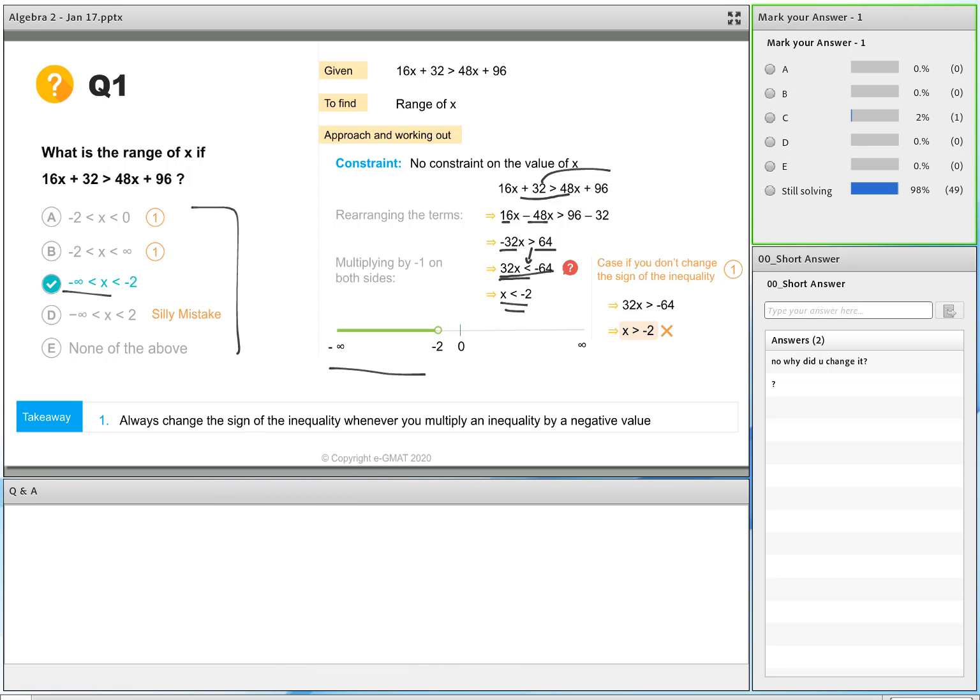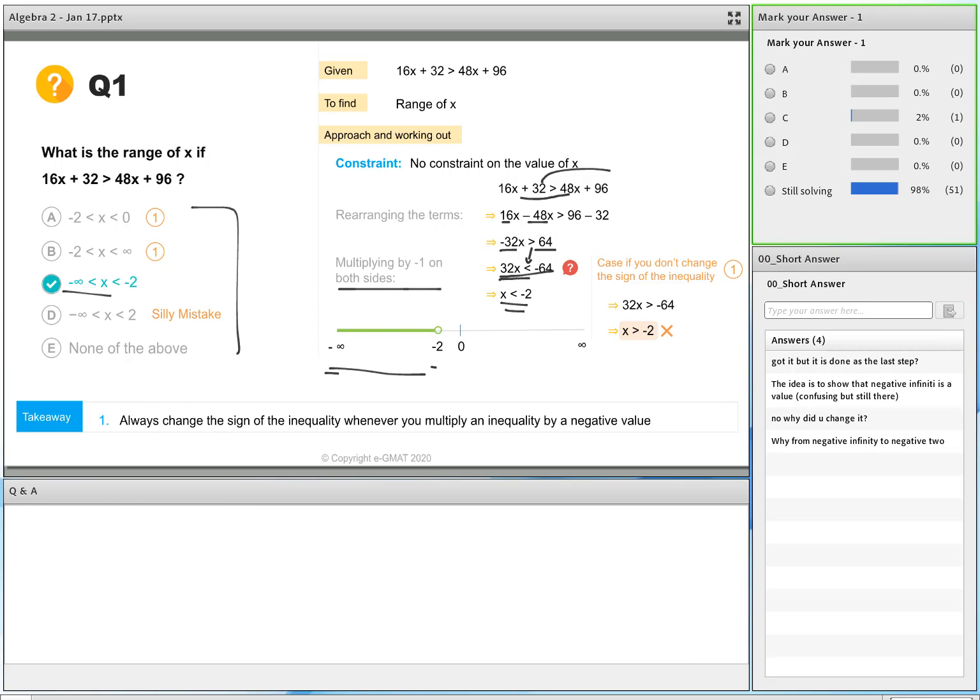Okay, why did I change the sign over here? We changed the sign because whenever we multiply an inequality with a negative number, we have to change it. Whenever you multiply an inequality with a negative number, ensure that you change the sign, because it's x is less than minus 2. So all numbers which are less than minus 2 can be considered. So what is that range we are talking about? From minus infinity to minus 2. All numbers which are to the left of minus 2, that's how you see it on a number line.